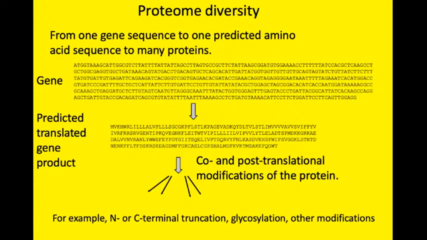Proteome diversity: from one gene sequence to one predicted amino acid sequence to many proteins. So here you can see that a gene is predicted and translated into gene products, with co- and post-translational modifications of proteins, for example N-terminal or C-terminal truncations, glycosylations, and other modifications, which are studied with the help of this technique.